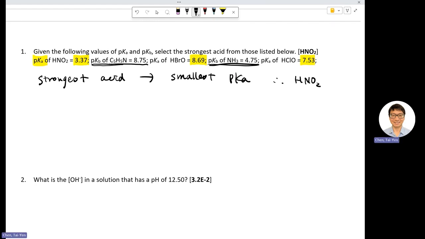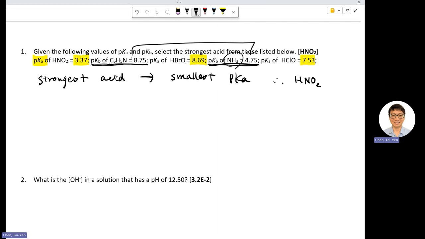If you just compare these two, then definitely you will say NH2 is the stronger base. But how about the HBrO? The pKa is 8.69. What is the corresponding pKb? 5 point something. So it won't be the strongest one, because the NH2 is 4.75.